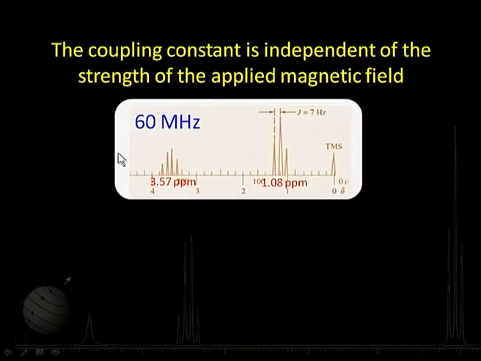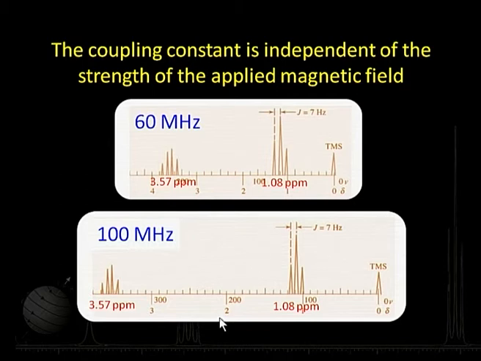Another thing which we have to make a mention of here is that the coupling constant is independent of the strength of the applied magnetic field, as I mentioned earlier also. Let us look at this picture here. This spectrum is at a 60 megahertz instrument and this is at a 100 megahertz instrument. So, what you find is that the chemical shift positions remain the same. This is 1.08 ppm, 3.57 ppm, same is true here also, but the coupling constants do not change. It is 7 hertz here, 7 hertz here also. That is very, very important.